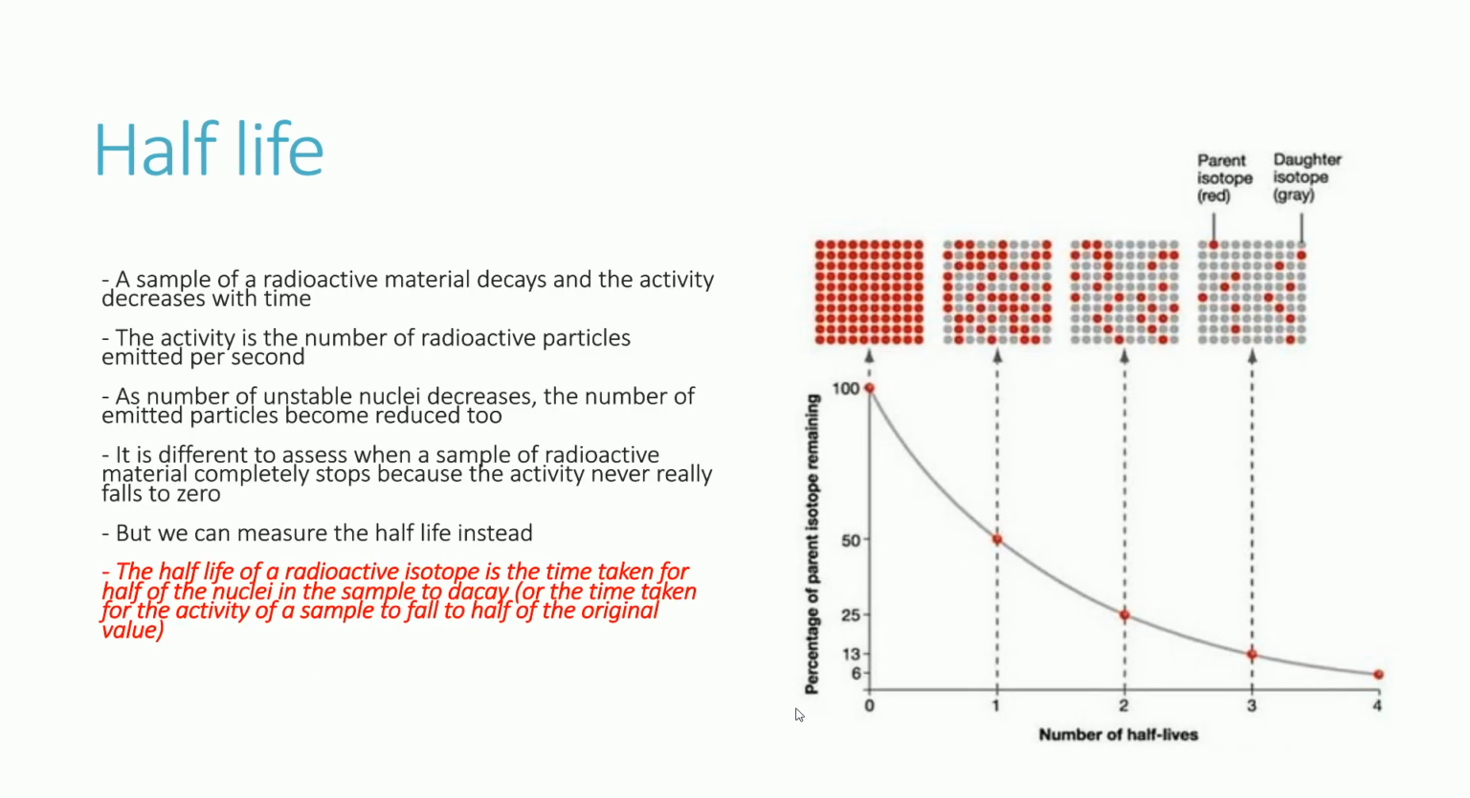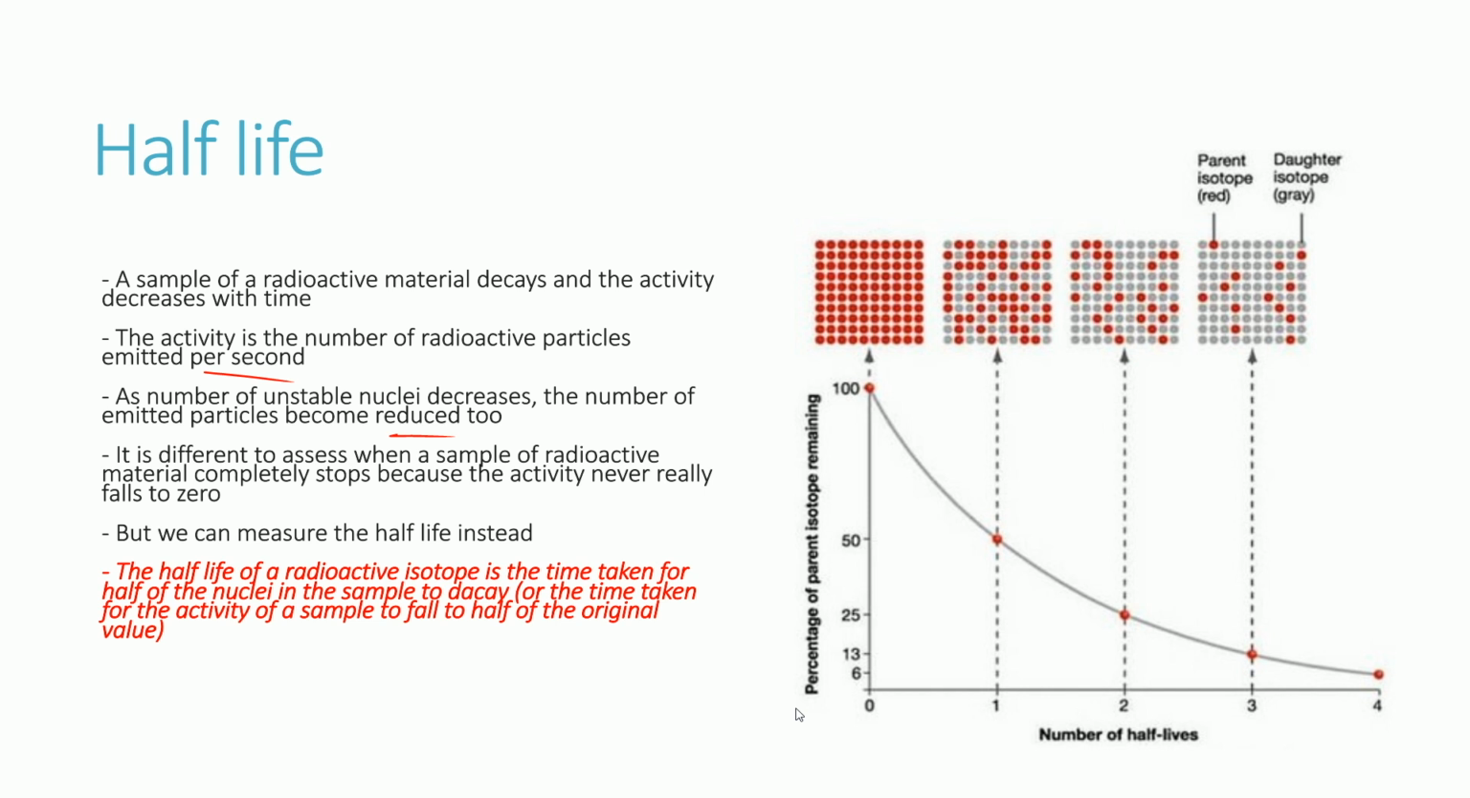And the last thing we want to talk about is half-life. We've had a look at the idea of radioactive decay. So a sample of radioactive material will decay, and the activity of that decay will inevitably decrease over time. Now, the activity is the number of radioactive particles that are emitted per second. As the number of unstable nuclei decreases, the number of emitted particles will decrease too, and generally the activity will become lower and lower and lower.